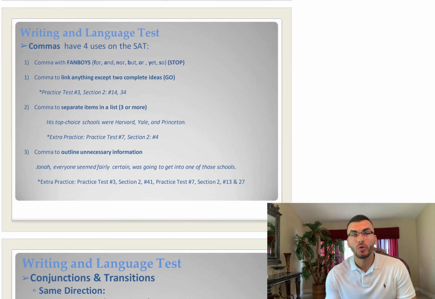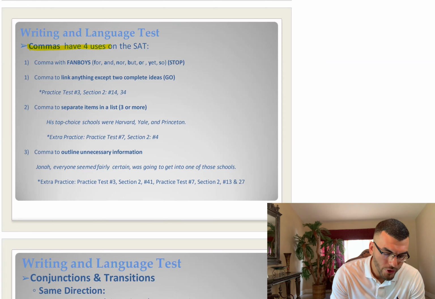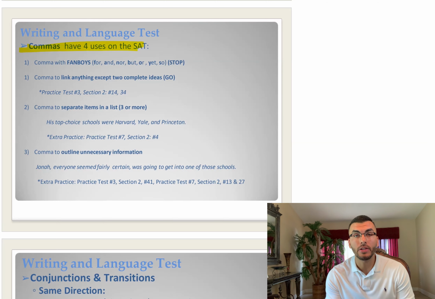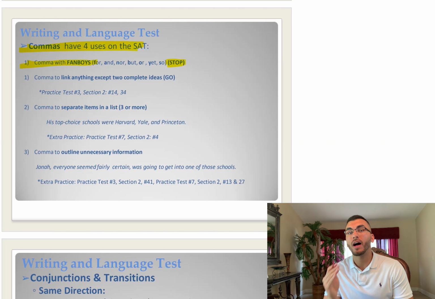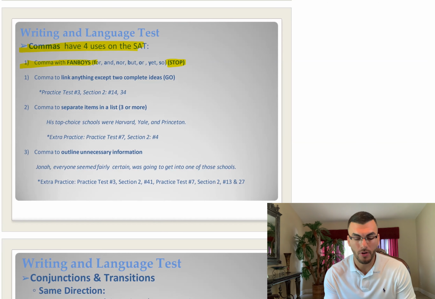Commas are a big punctuation component on section 2 of the SAT. They have 4 uses in total. We've already looked at 2 of them. We've looked at them as stop punctuation, comma followed by fanboys. That makes a stop punctuation.